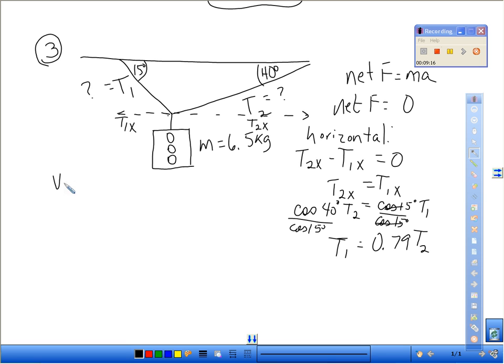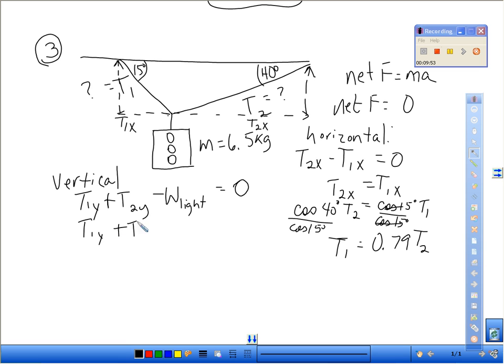Now I want to look at the vertical. I know that T1y is right here, and it's pulling straight up against gravity. T2y is right here, and it's pulling straight up against gravity. So T1y and T2y are both acting in a positive direction. The weight of the traffic light is acting down because gravity always pulls down, and that's equal to 0 because I have no mass that's accelerating. So T1y plus T2y equals the weight of the light.